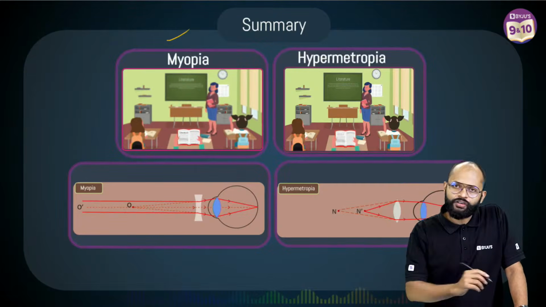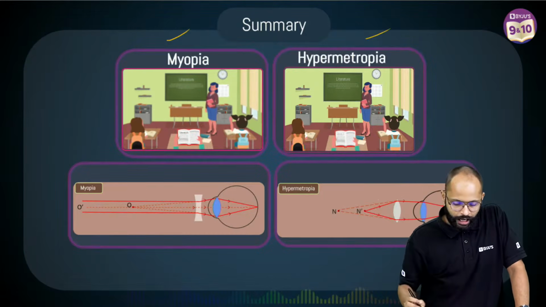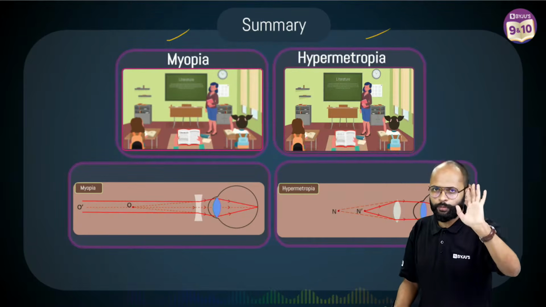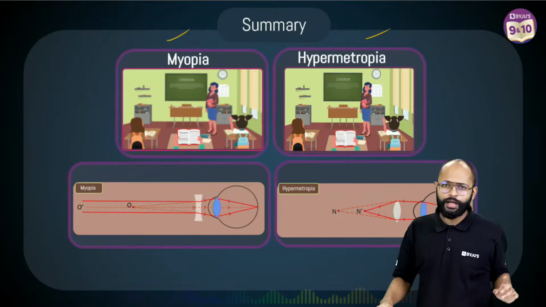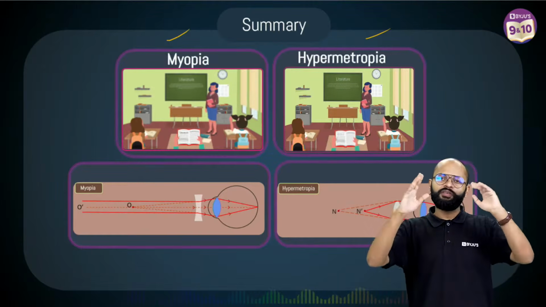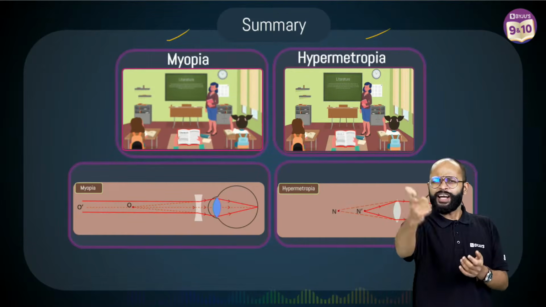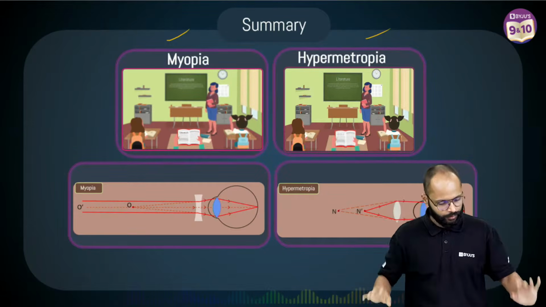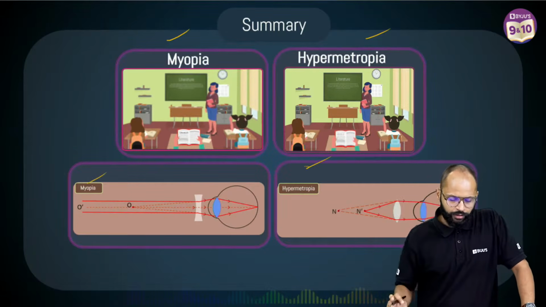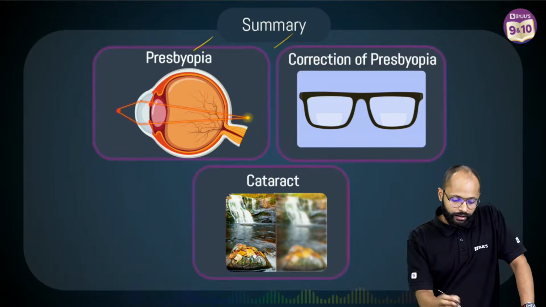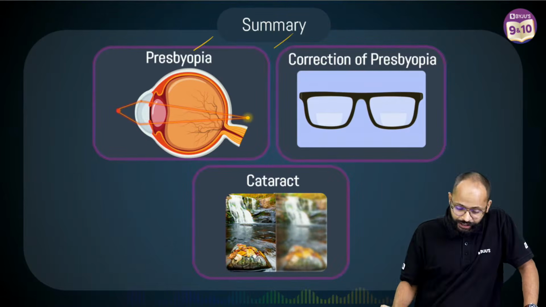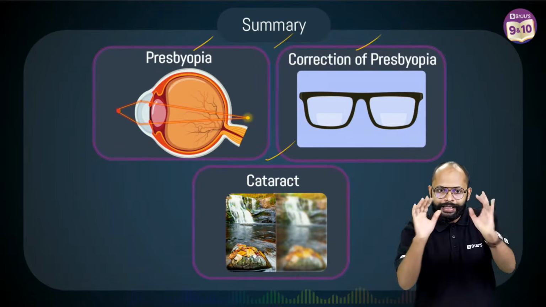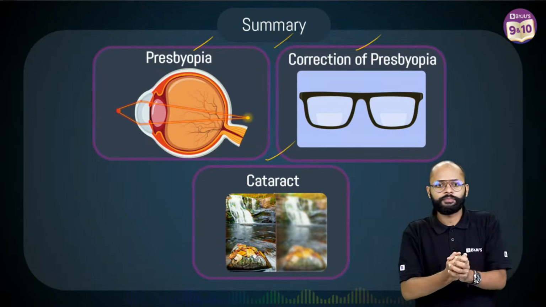Next, defects of vision, another very important topic. Myopia, sir, shorter word, short-sightedness, means near is okay, far is a problem. Hypermetropia, sir, it's a long word, means long-sightedness, means far-sightedness, means far is okay, near is a problem. So myopia, hypermetropia, you got these also. Summary: presbyopia happens because of aging. Correction of presbyopia is bifocals. Cataract is when the lens becomes blurry, right?